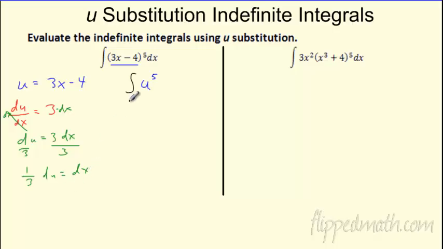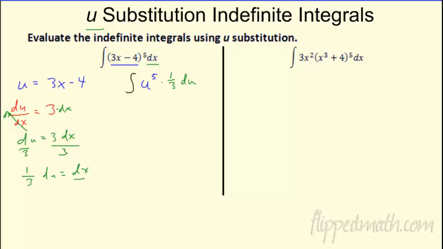So what's cool about this is, see the dx right here? What is dx equal to? It is equal to 1/3 of the du. So what did I do there? I put everything in terms of U. That's why it's called U substitution. And this is great for me.